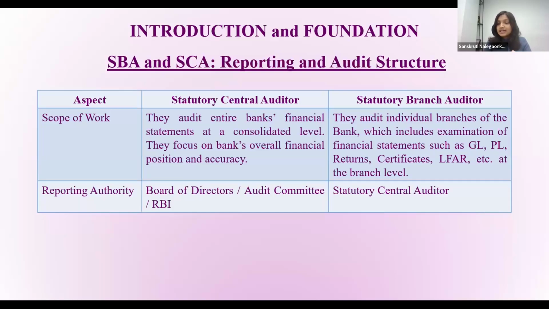Let's understand what creates the difference between statutory central auditors, SCAs, and statutory branch auditors, SBAs. Statutory central auditors audit the bank as a whole, including its head office and major branches. They consolidate reports from SBAs, ensure compliance with regulatory requirements, and assess the overall financial health of the bank. Their final audit report is submitted to the bank's BOD, Board of Directors, and the Reserve Bank of India.